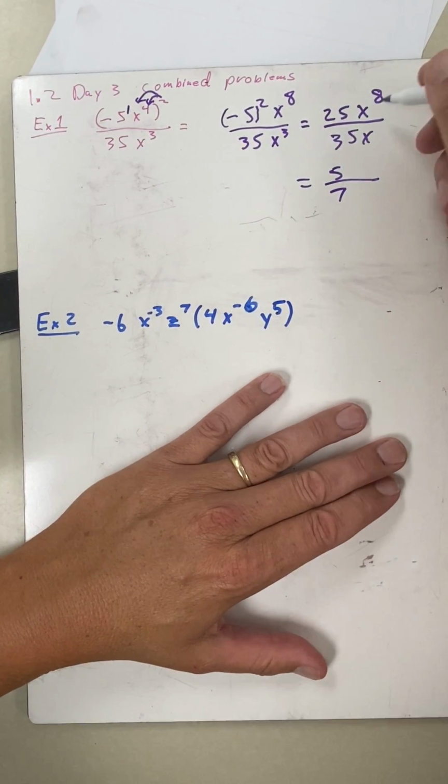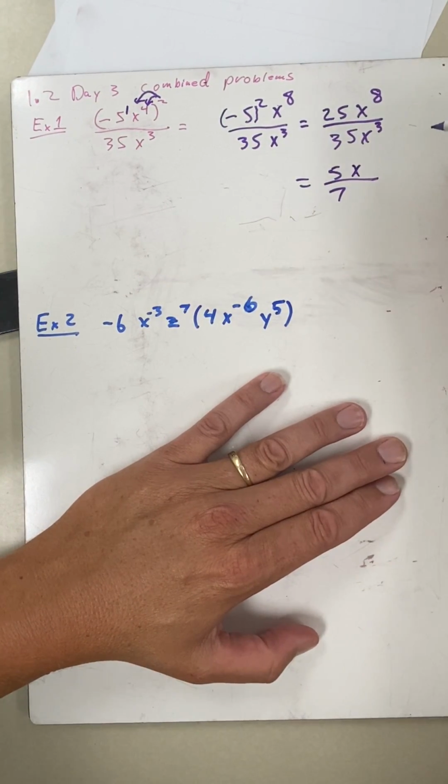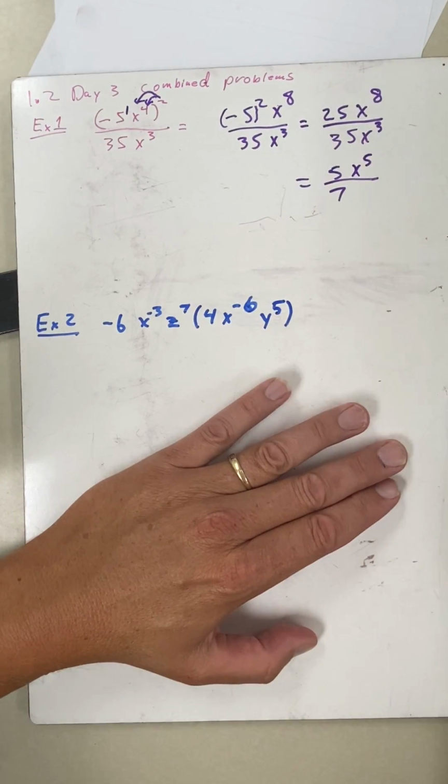Now I have 2 x's. Oh, I forgot the 3rd here. Where is the x bigger? Up on top. So I'll subtract. 8 minus 3 is 5.